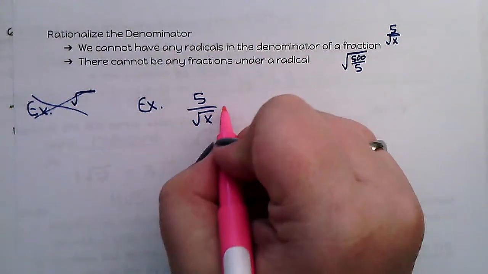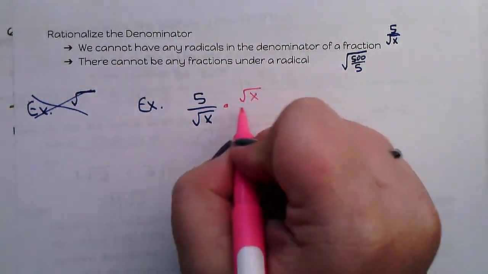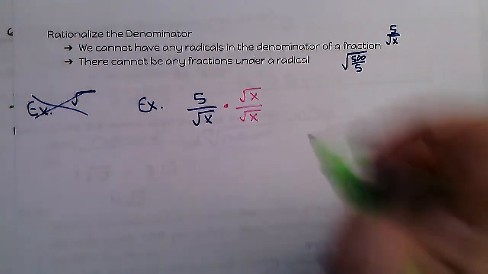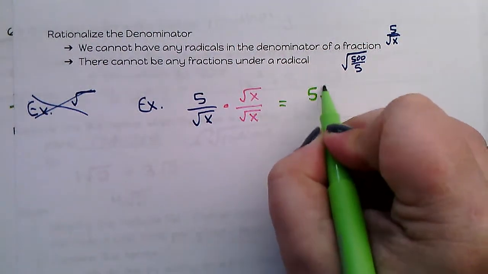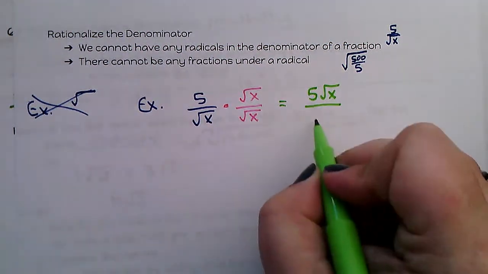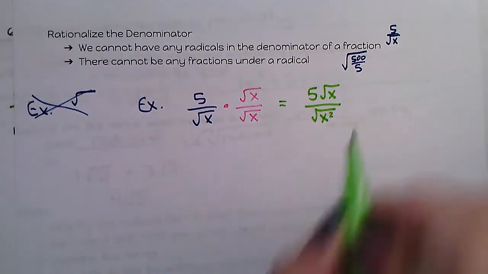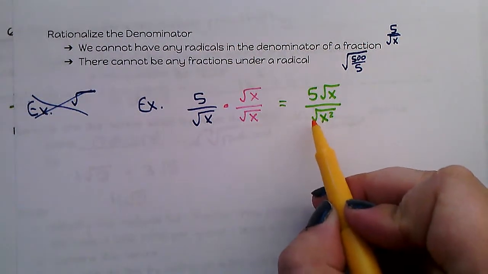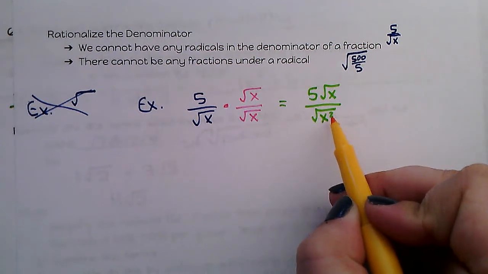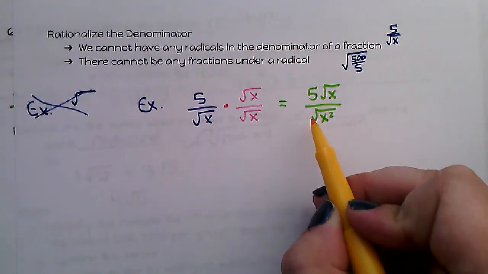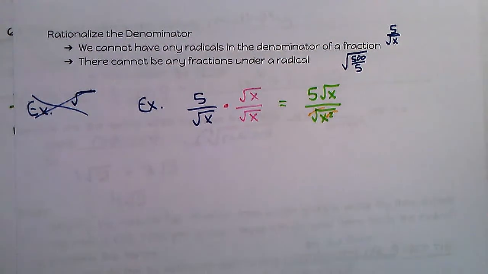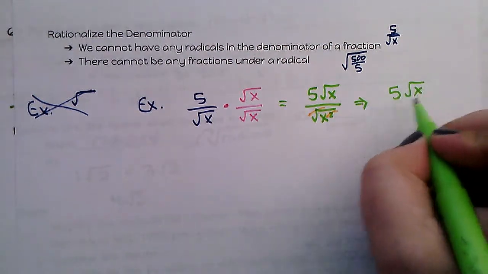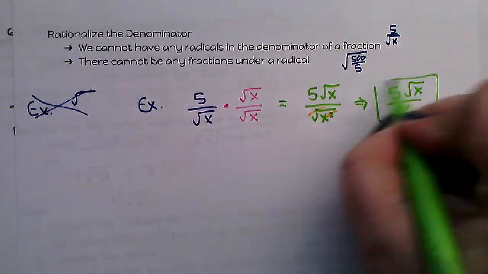So what we would do is multiply by that radical over itself. So what that would give us here is 5 times the square root of x, and this would be the square root of x squared. Now, if you remember from 6.1, if I have a radical with the same index as the power, they cancel. Well, this is a 2, and this index is a 2. So those cancel. So this ends up being 5 times the square root of x over x. And that's my final answer.